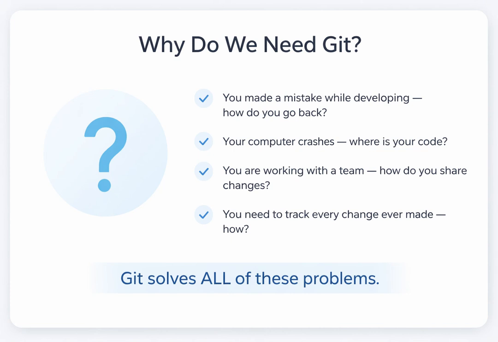Imagine you are building a project, maybe a Python web application or a full-stack system, and at some point you make a mistake, a big one. How do you go back to the version that was working? Or imagine your computer suddenly crashes and dies. Where is all your code? What if you are working with a team of 5 developers and everyone is editing the same files? How do you manage that without overwriting each other's work? And how do you keep track of who changed what and when? These are real, everyday problems that developers face, and Git is specifically designed to solve every single one of them.